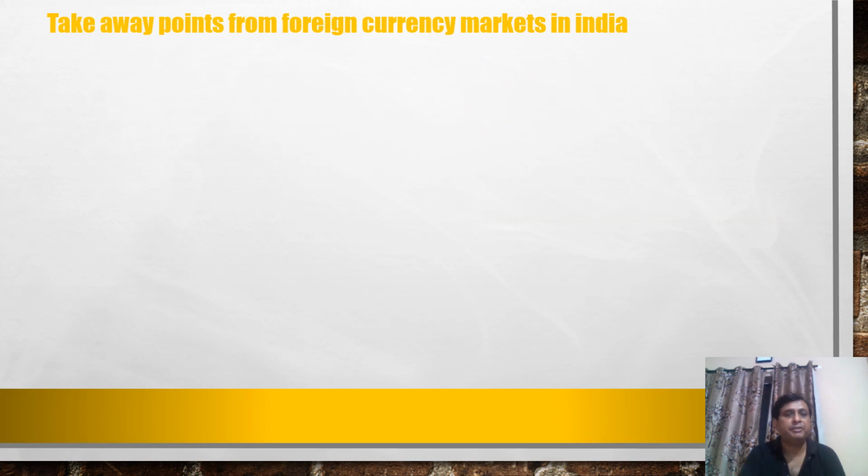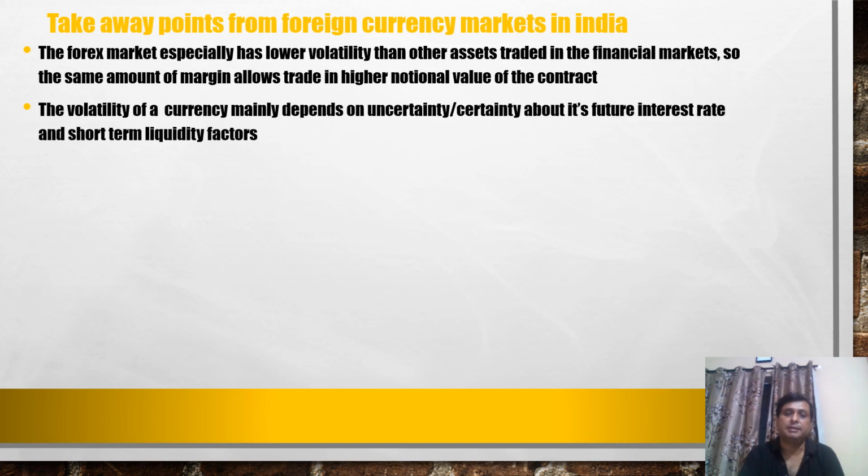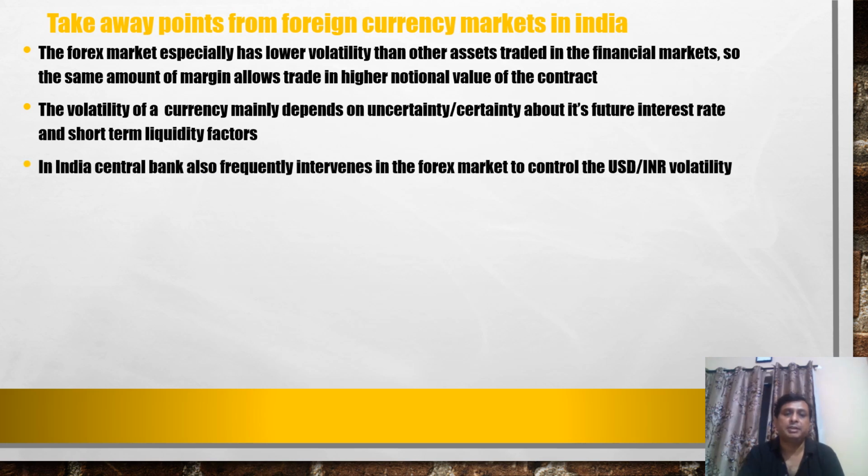Now let's examine the various takeaway points from this presentation on foreign currency markets in India. The forex market especially has lower volatility than other assets traded in the financial markets. So the same amount of margin allows trade in a higher notional value of the contract. The volatility of a currency mainly depends on uncertainty or certainty about its future interest rate and short-term liquidity factors. In India, the central bank also frequently intervenes in the forex market to control the USD INR volatility.